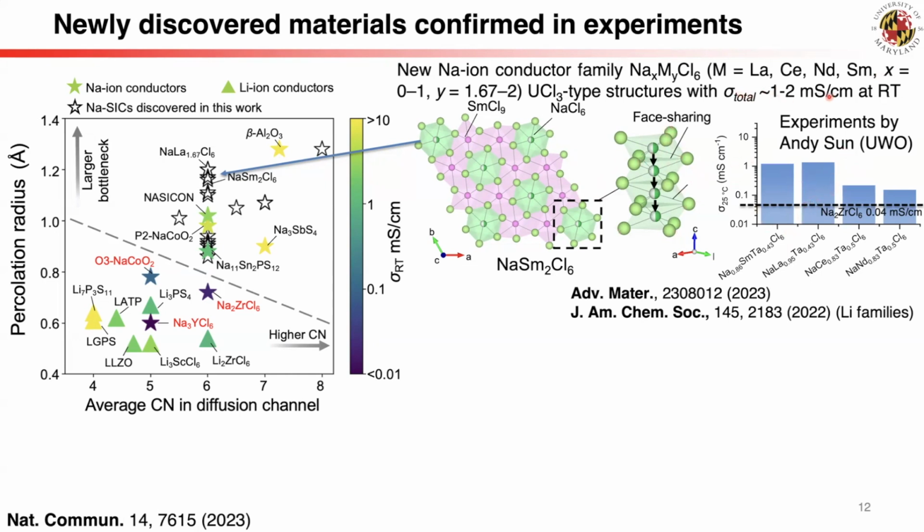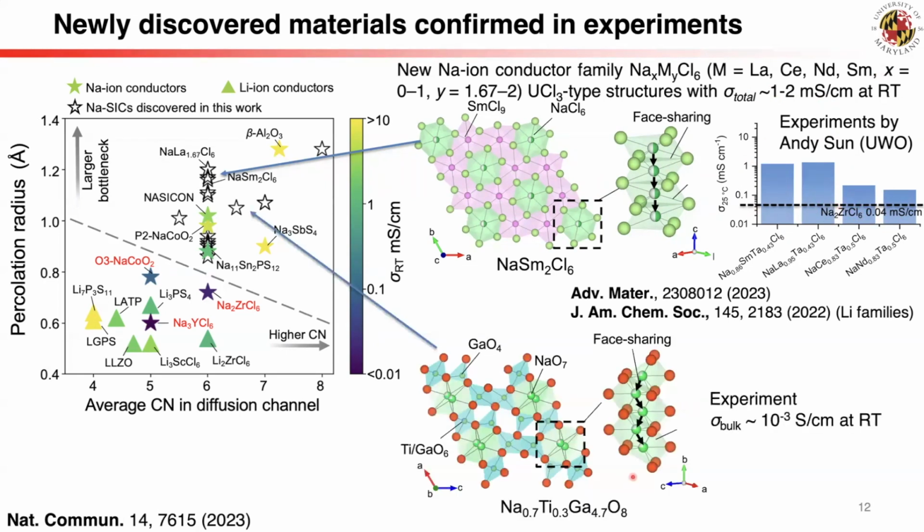total conductivity of 1 to 2 millisiemens per centimeter, which is about 2 orders of magnitude higher than the previously known chloride-based sodium-ion conductors. We also have multiple oxide compounds verified by experiments showing bulk conductivity on the level of millisiemens per centimeter, similar to the previous best-known oxide superionic conductor. Therefore, we have multiple experiments verifying the computational prediction and discovery of new sodium-ion conductors.